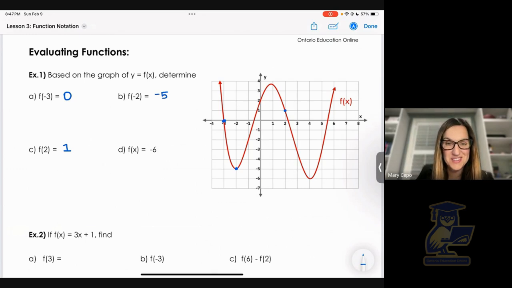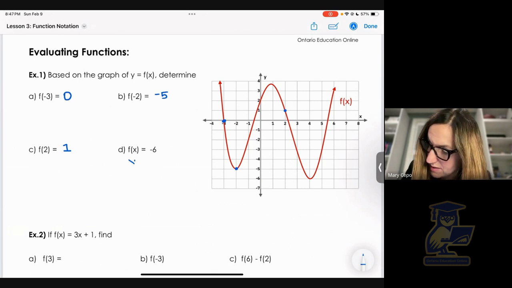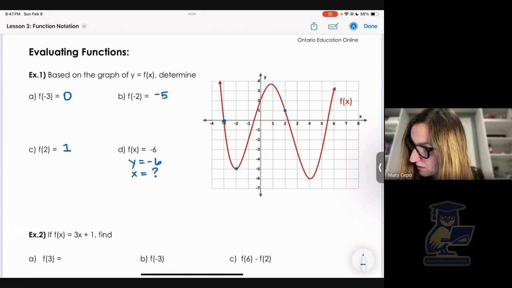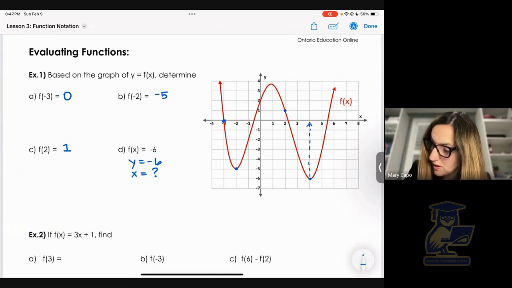D is tricking us. We have f of x is equal to negative 6. So now it's telling us y is equal to negative 6. What is the corresponding input? At what value of x on f of x is the y value negative 6? So we go down to negative 6 for y and figure out what is that corresponding x value. And as you can see, x is equal to 4. So f of 4 is equal to negative 6.